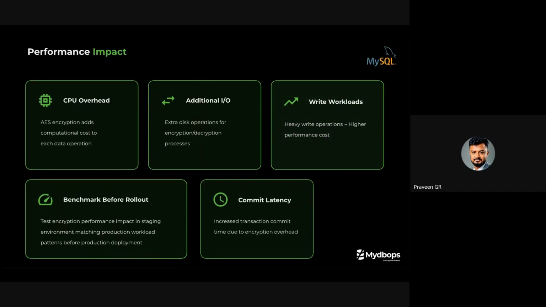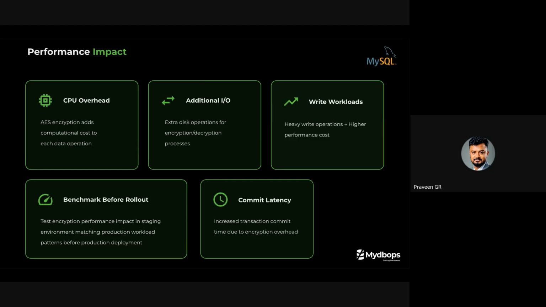So what performance aspects can deviate? The CPU usage can vary. Additional IOPS usage will occur on the server, because it needs to encrypt as well as decrypt. Then commit latency or write workload deviation can occur, because it needs to both encrypt and decrypt. So it is strongly recommended to have proper testing in a QA environment or UAT.